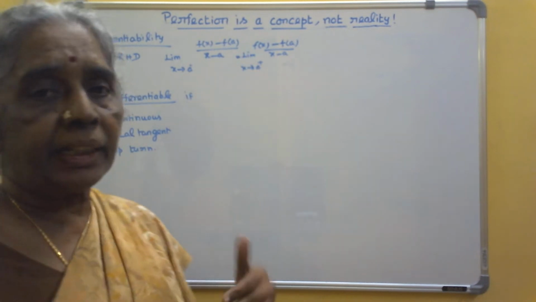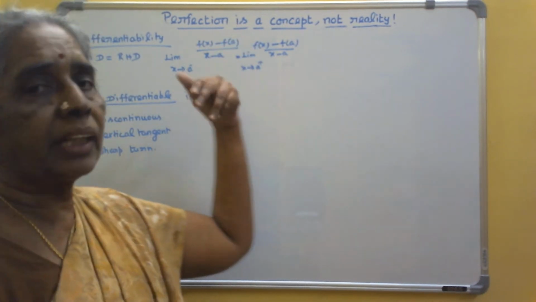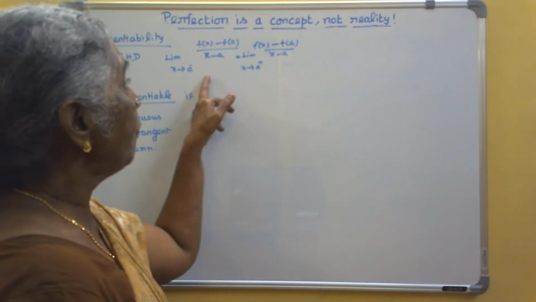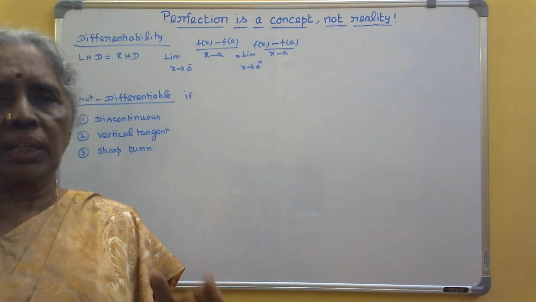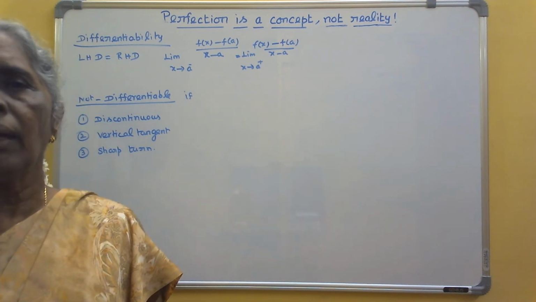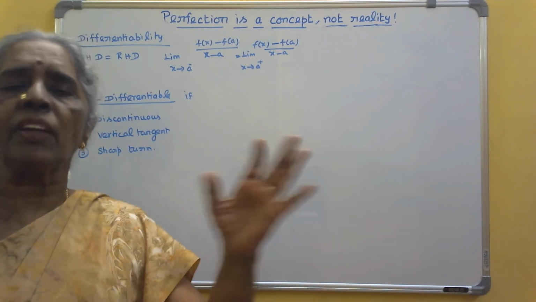f(x) may differ for the left side as well as the right side. So automatically the f(a) will also differ. We have to find both the derivatives, and if they are equal, then the function is said to be differentiable at that particular point. When is a function not differentiable?